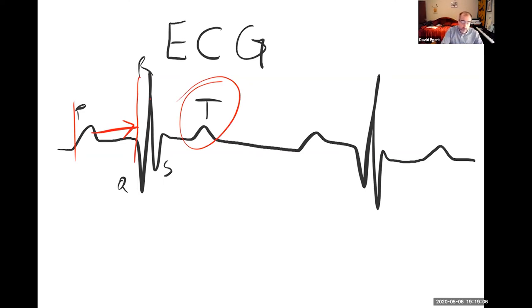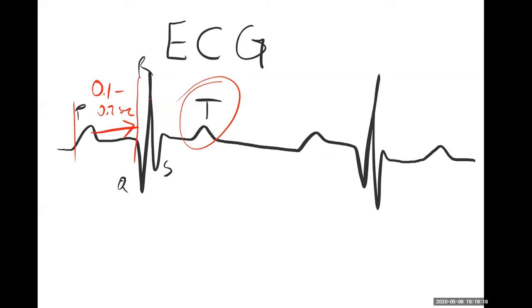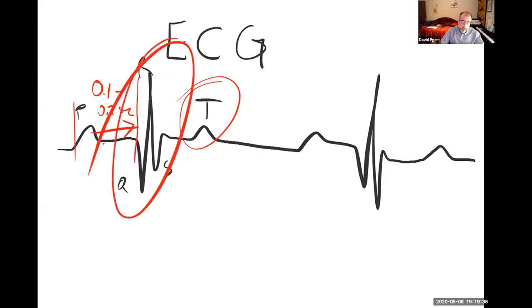And why is it important that we have this little delay, which was like 0.1 to 0.2 seconds here? Why is it an important thing that there is that delay there? That the atria can fully empty into the ventricles? Exactly. So this means the atria are contracting, they can empty, and the ventricles aren't contracting yet to push back at them. And then after that little delay, we're assuming the atria have emptied, then we call out the big guns and the ventricles squeeze.